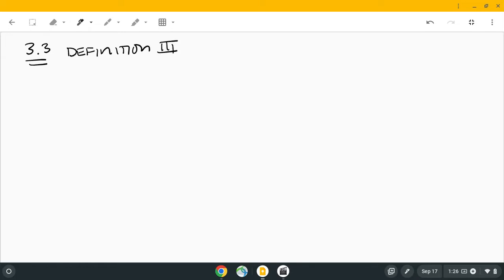Definition 3, circular functions. Okay, so we're going to take a look at the unit circle, and we're going to connect that to the definition of the different trig functions. Okay, so definition number 3.